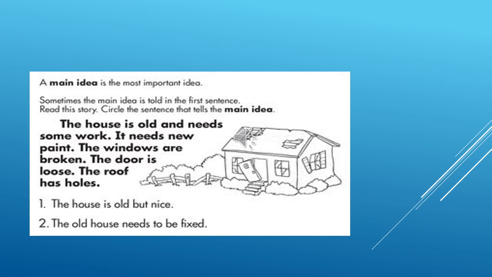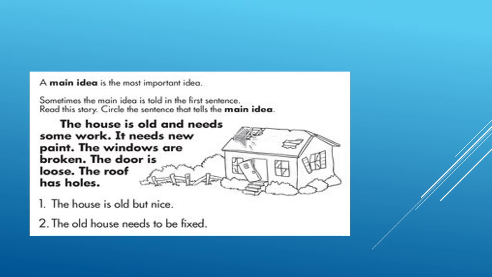The house is old and needs some work. It needs new paint. The windows are broken. The door is loose. The roof has holes. There are two options. The house is old but nice. The second option is the old house needs to be fixed.